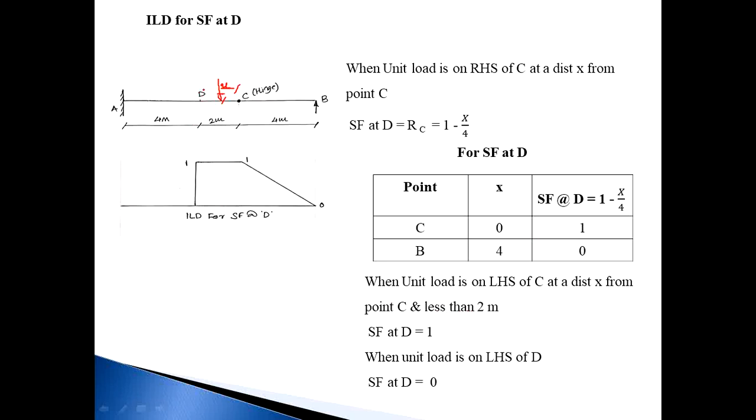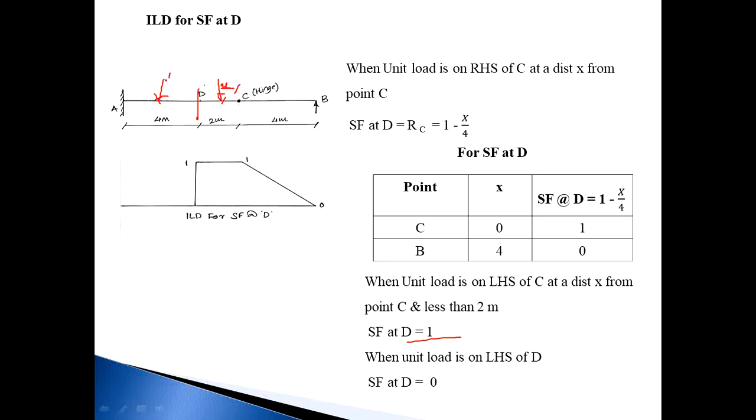So number of forces on the right side is 1, and this is 1 kilonewton. So SF at D is equal to 1. When load crosses that D point, meaning the load moves up to or crosses that D point, now we consider that at the left side there are two forces.